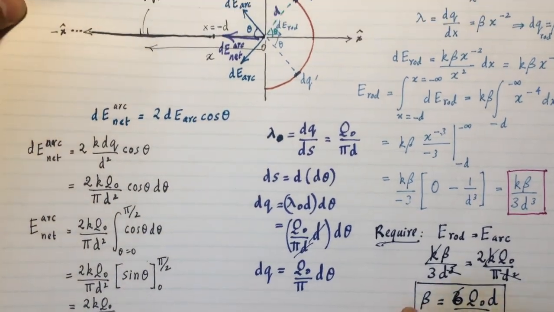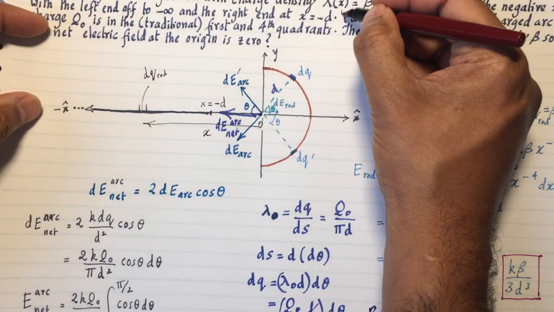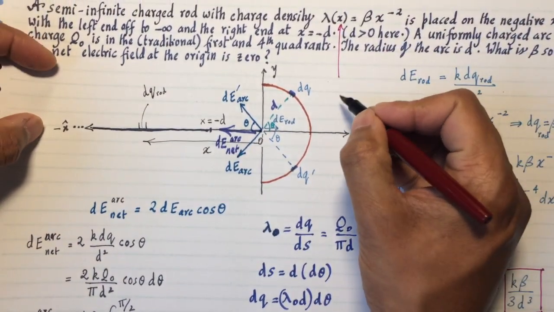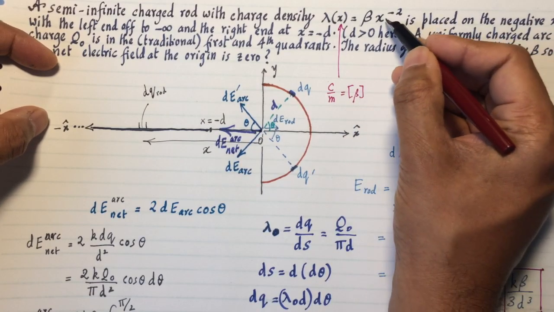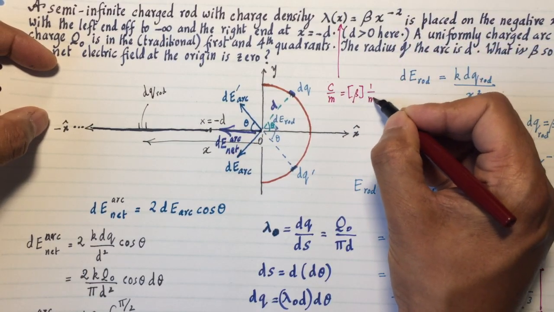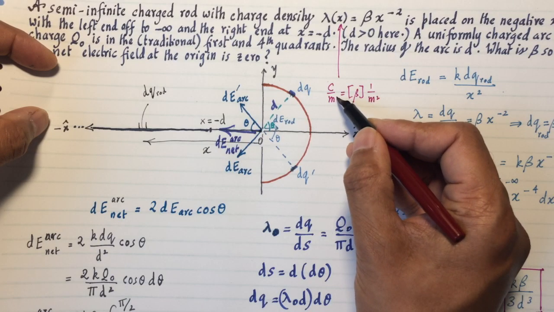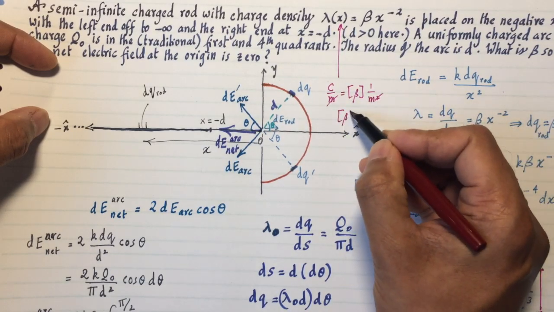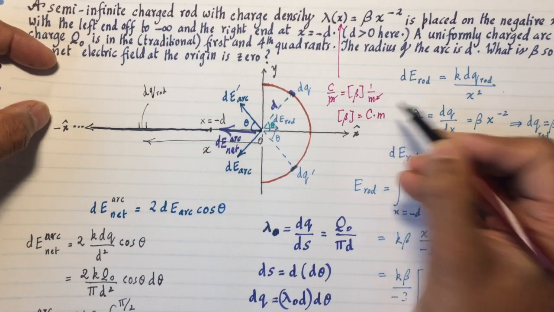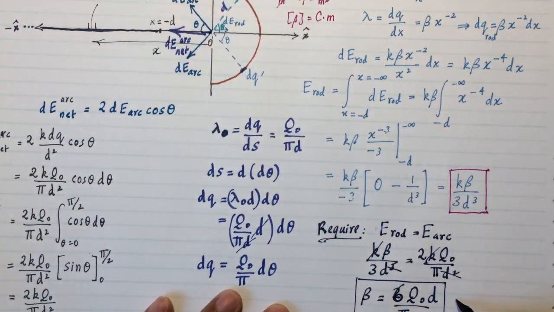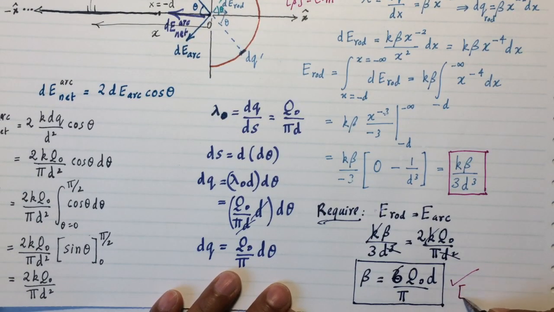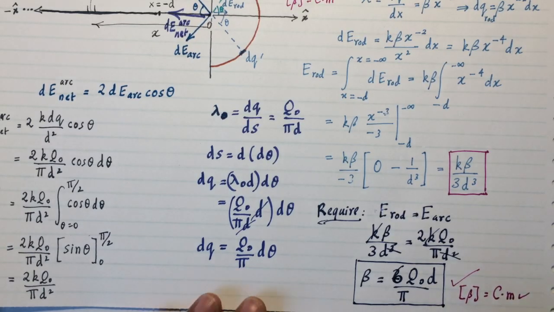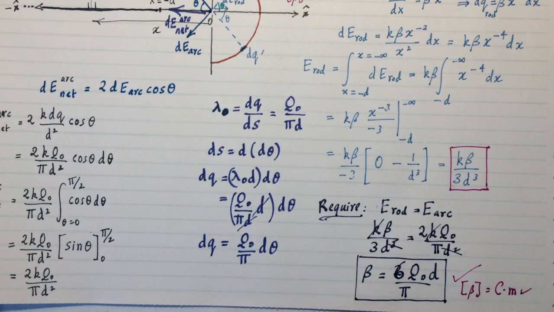Lambda has got units of coulombs per meter. So if lambda is coulombs per meter, what are the units of beta? Well, the units of 1 over x squared are 1 over meter squared. So when I cancel out the meters here, the units of beta are indeed Coulomb times meters, which is the case here. So this is an excellent check to see if you've at least done all your algebra right, because if this came out to be anything else, you know that you made a mistake.